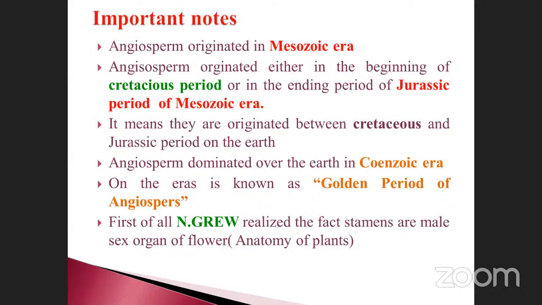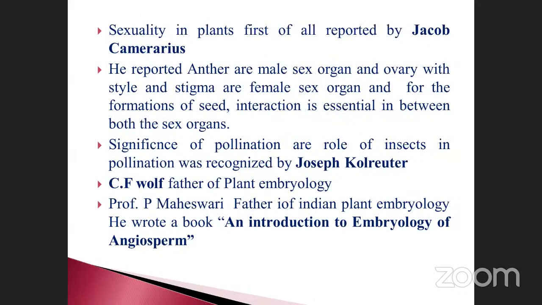N. Grew first reported the male sex organ, otherwise called the stamen, and also reported the anatomical aspects. Go to the next one. Sexuality in plants was first reported by Jacob and Camerarius.